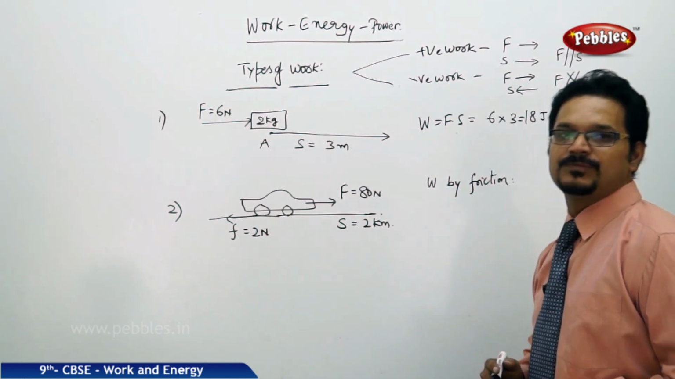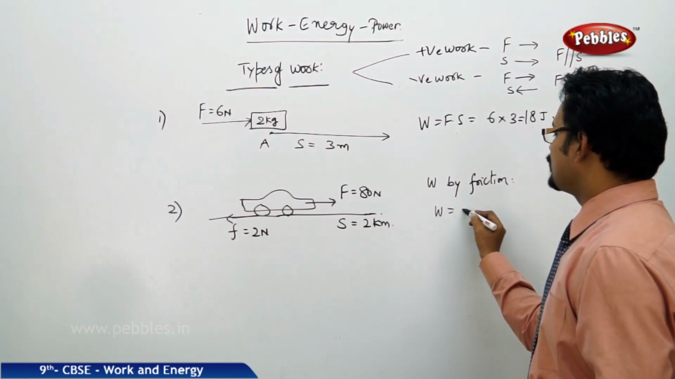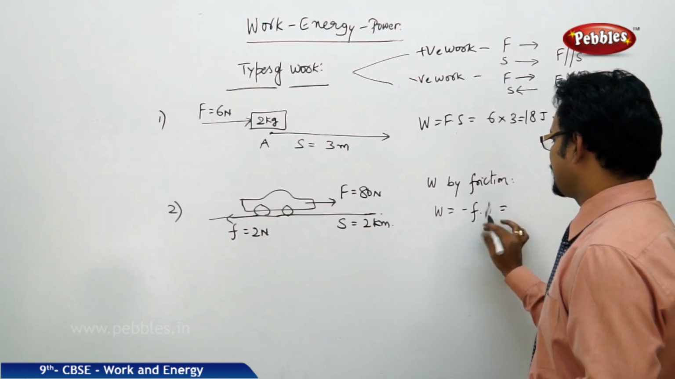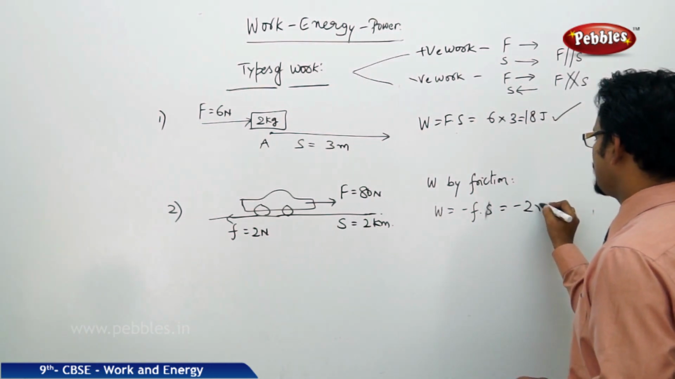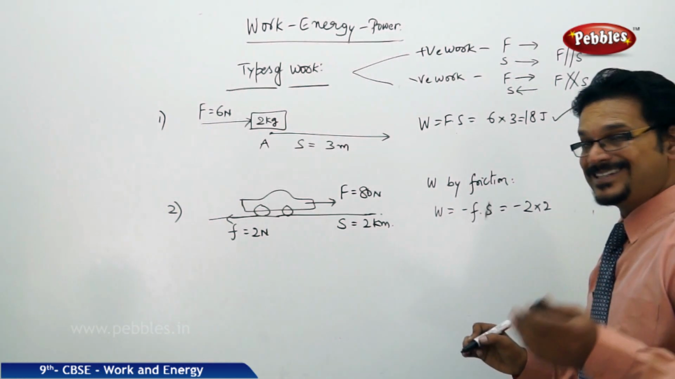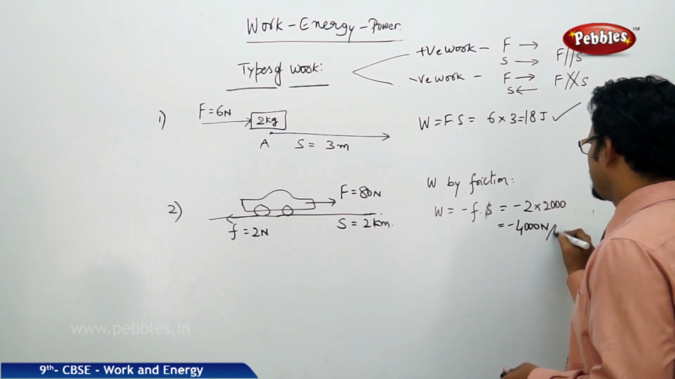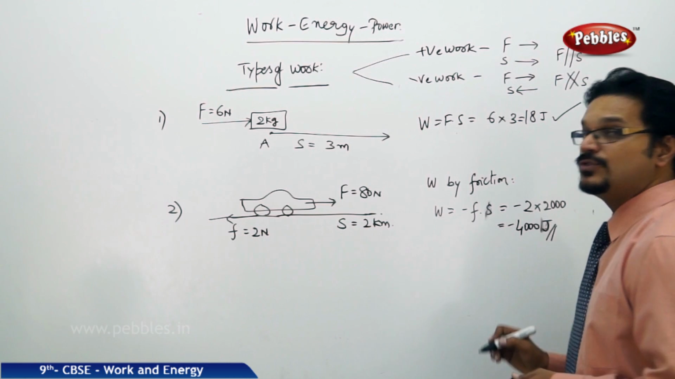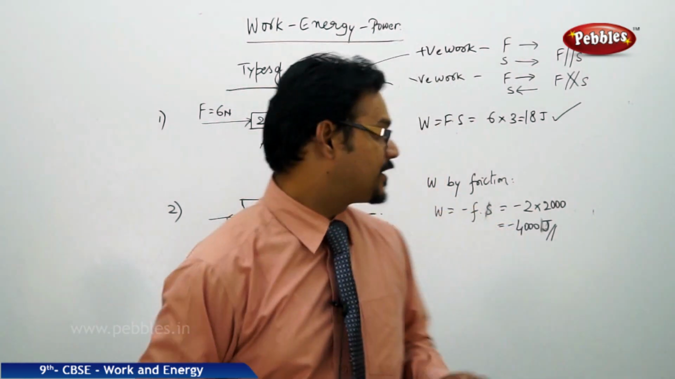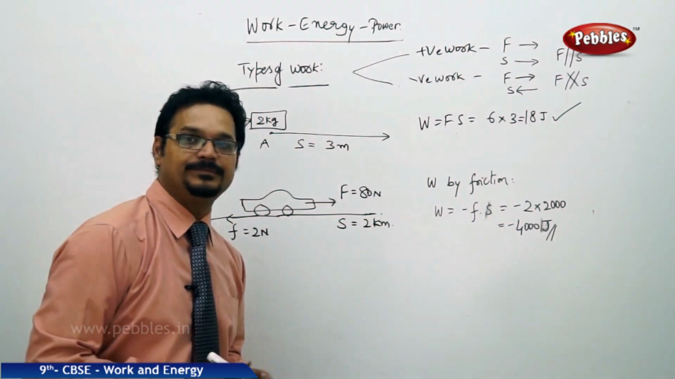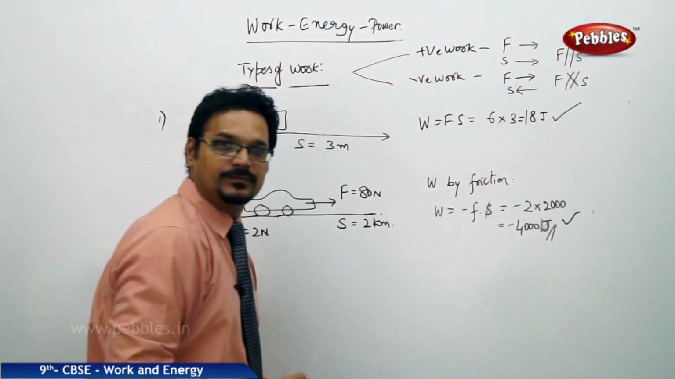If I ask you, friction is opposite to the motion of the car. So therefore, W equals minus F into S. So minus, the friction value is 2, into displacement, which is 2 kilometers. You convert it into meters, which is 2000. So minus 4000 Newton. Sorry, minus 4000 joules is the amount of work done. And this is negative work, because friction is opposite to the motion of the car. So that's how we can differentiate positive work and negative work.